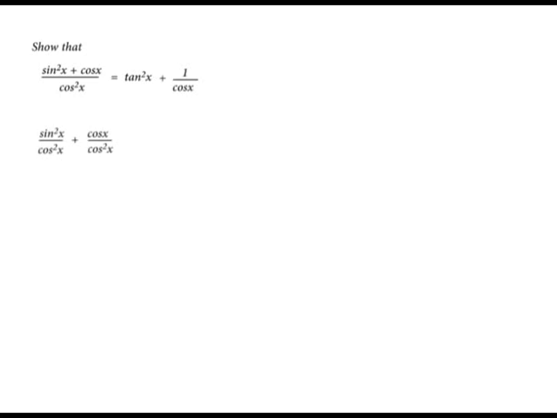Sine squared x over cos squared x plus cos x over cos squared x. Recall that sine squared x over cos squared x is equal to tan squared x, plus cos x over cos squared x: cos x goes into cos squared x cos x times. So we shall have tan squared x plus 1 over cos x. And we have proven that to be true.